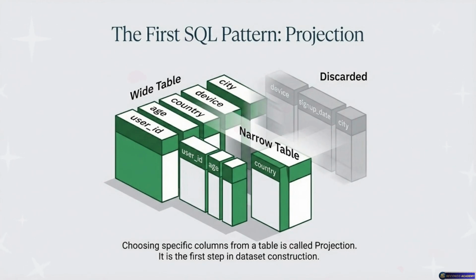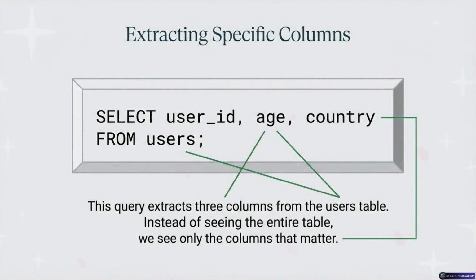It really is. And the way we operate those faders in our database environment is through a highly readable SQL syntax. The fundamental structure requires you to declare the action, declare the targets, and declare the source. Okay, break that down for me. You write the keyword select, followed immediately by a comma-separated list of the specific column names you want to isolate. And then? Then you follow that with the keyword from, and finally the table name where the data actually lives.